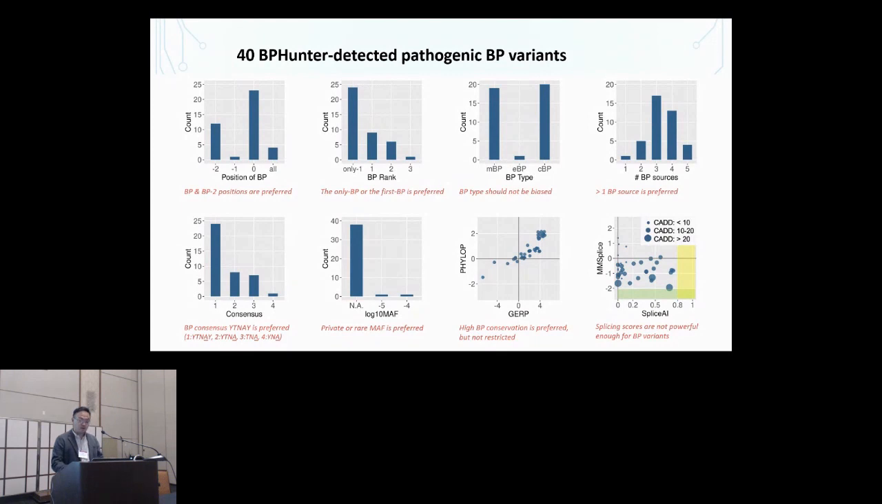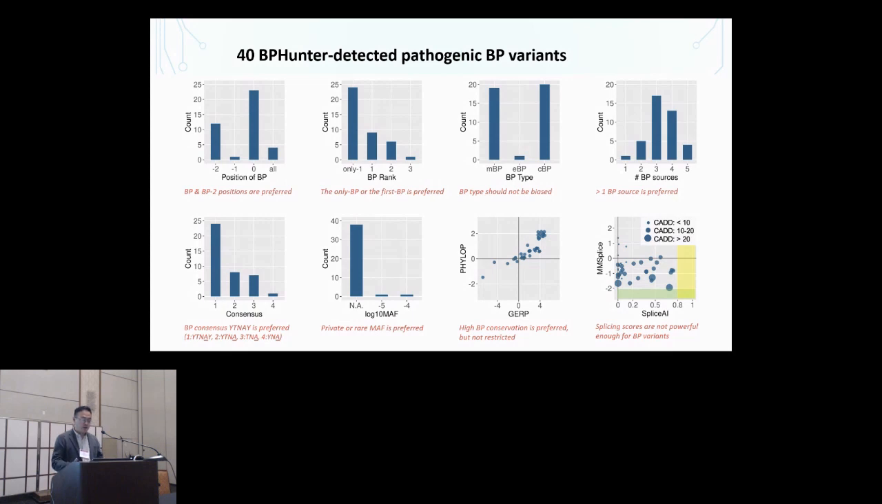If we look at the supported resources for those BPs, it seems we need to prioritize those variants supported by more than 1 resource. And for the consensus, it seems the highest conserved motif should be preferred, while a little relaxed motifs should be considered as well. And if we look at their human variants, the private ones should be paid a lot of attention, but some rare ones should be kept as well. But common ones, let's try to put them aside first.